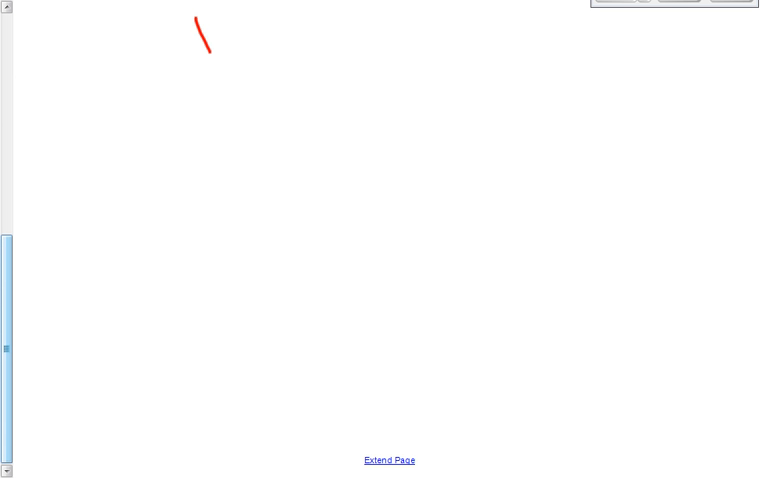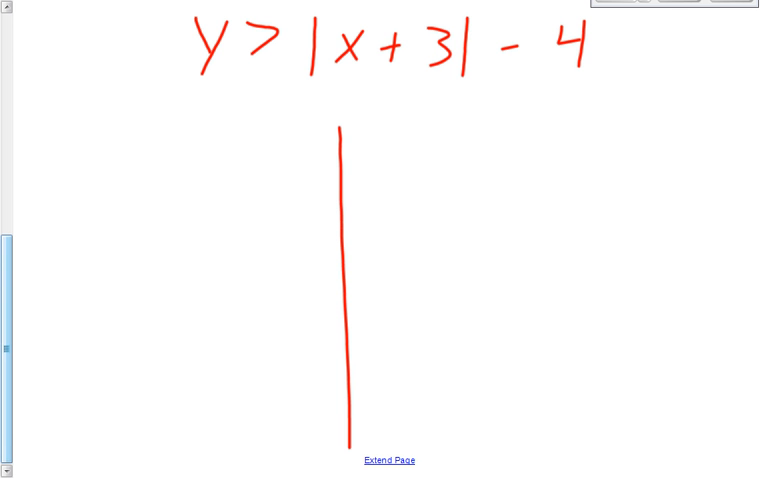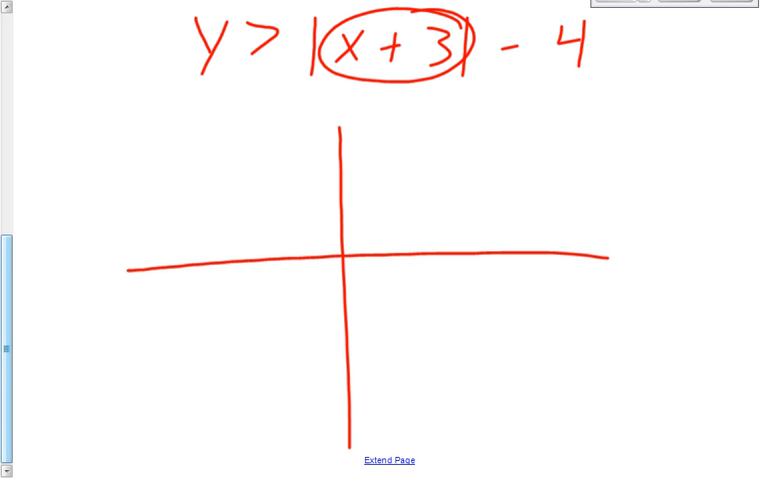If I have y is greater than the absolute value of x plus 3 minus 4, something like that, it can take a while to put this into your calculator and then to graph it on paper, whereas you can just say, well, I know that my vertex, this changes it left or right, and I know that it's the opposite, so I'm going to go left 3, 1, 2, 3, and this makes it go up or down. So minus 4, I'm going to go down 1, 2, 3, 4, and there I have it.